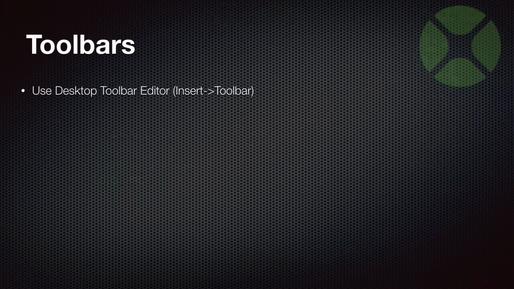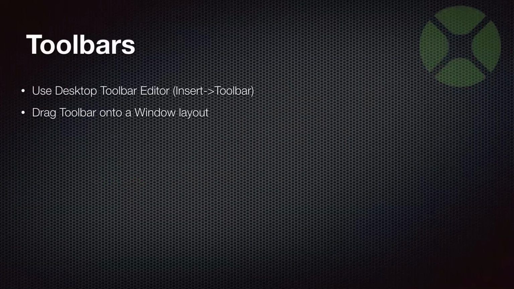So toolbars, everyone's used a toolbar, so I'm going to presume you know what they are. They're at the top of a window, give you a bunch of buttons to click. In desktop apps, you're going to create your toolbar using the desktop Toolbar Editor. You just add a toolbar to your project using the Insert button or menu, and then you'll be able to click on it to get to the editor.